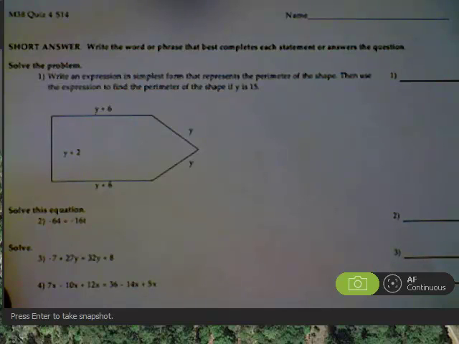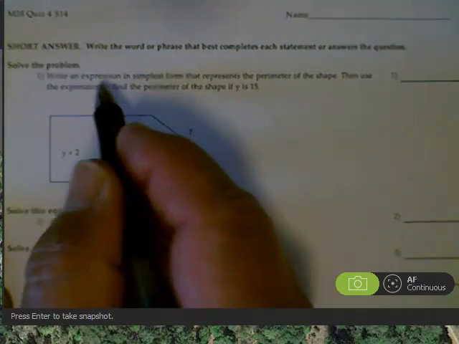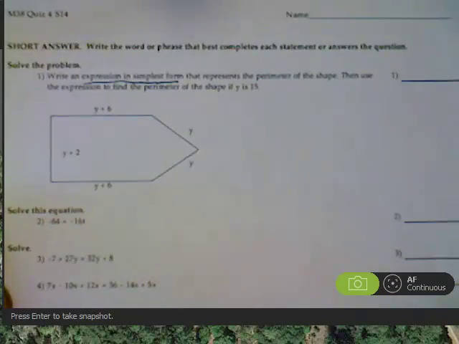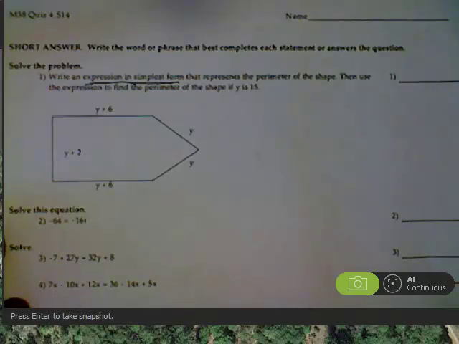Let's start with question number 1, and notice that it has 2 parts. Write an expression in simplest form. It has to represent the perimeter, that means all around, and then use that expression to find the perimeter if y is 15.